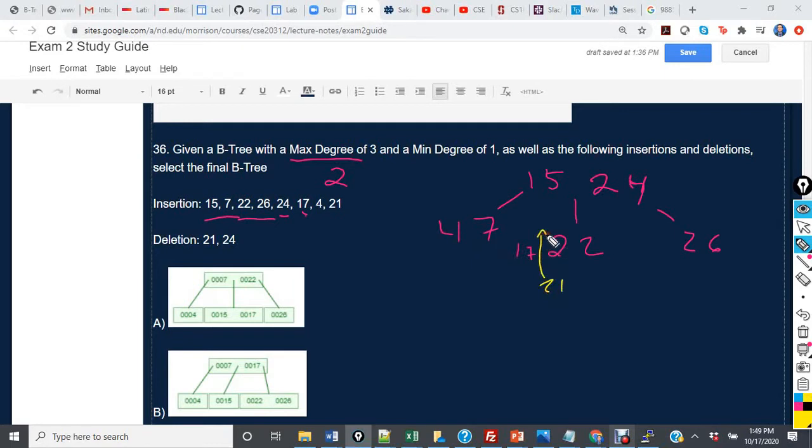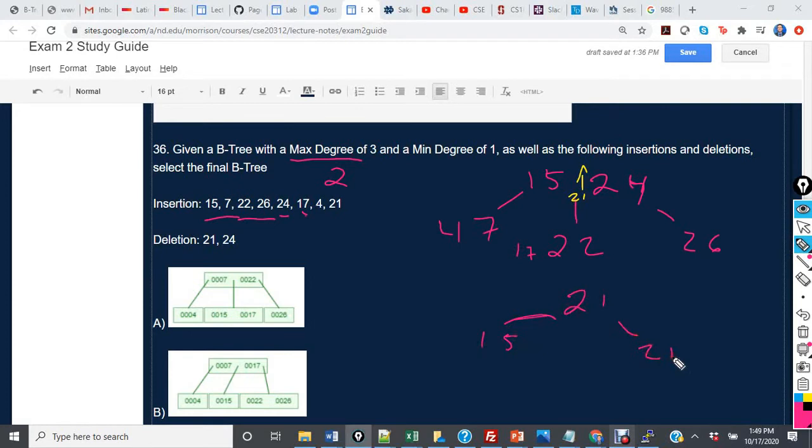21 would split and rise, which brings us actually here. So 21 would split and rise again. So what's going to happen is, in the final tree, I'm going to write it down here on the bottom. We're going to have 21, and it's going to have 15 and 24.